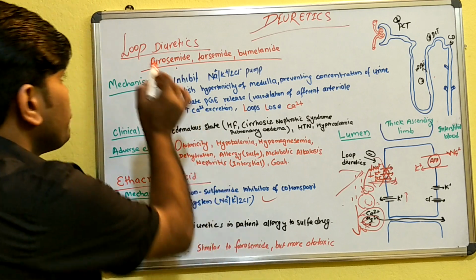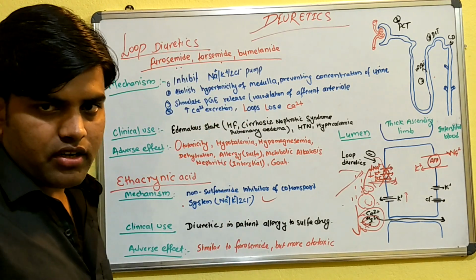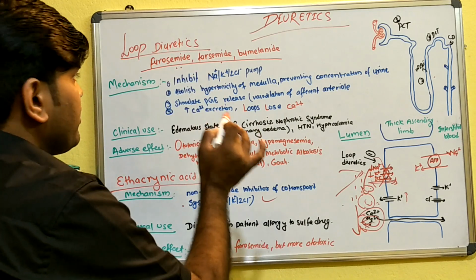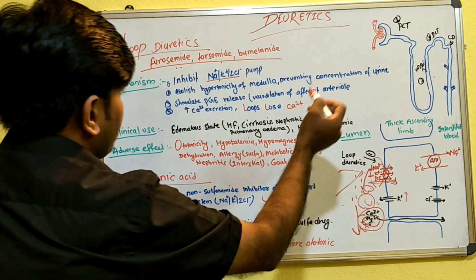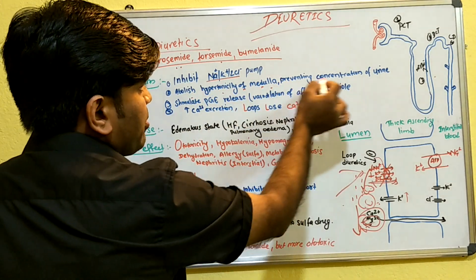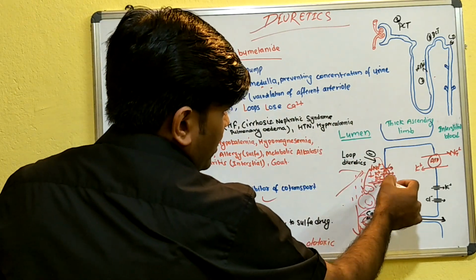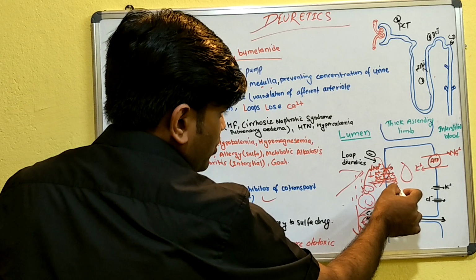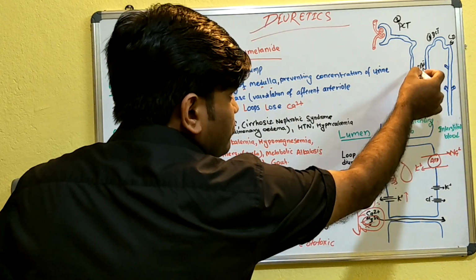Now let's talk about the loop diuretics. The loop diuretics are furosemide, torsemide and bumetanide. Now the mechanism: you know that it inhibits the sodium-potassium-2-chloride pump. This is inhibited, so it also abolishes the hypertonicity of the medulla, preventing the concentration of urine. You know that this sodium-potassium-2-chloride transporter brings ions from the urine into the cell, then what happens?